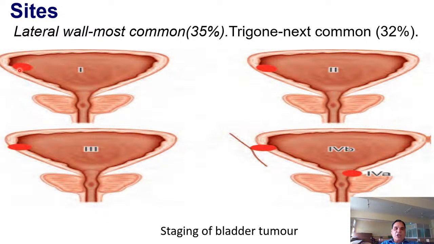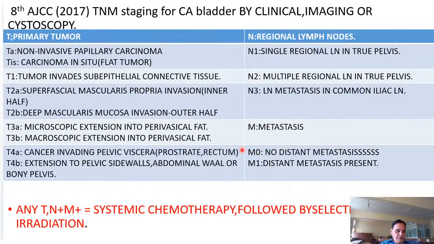This is invasion, non-invasive of the muscle, invasion of the muscle, and local extension going out. So this is the staging of a bladder carcinoma. You may remember the TNM staging. Sometimes they are asking. CS staging is again TNM. T is the primary tumor, N is lymph node, and M is metastasis.